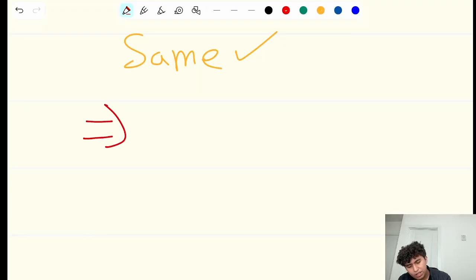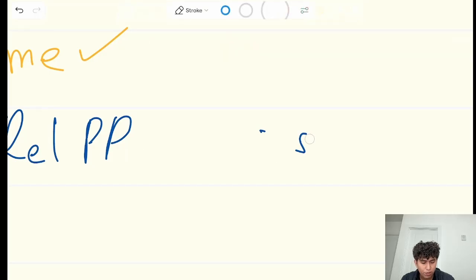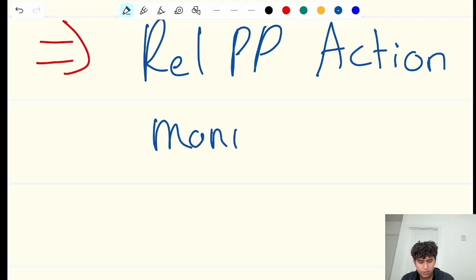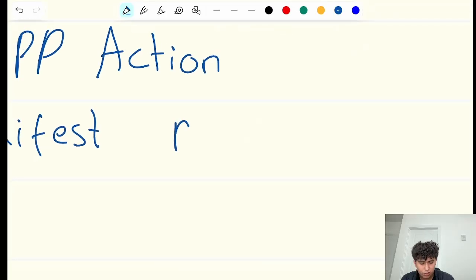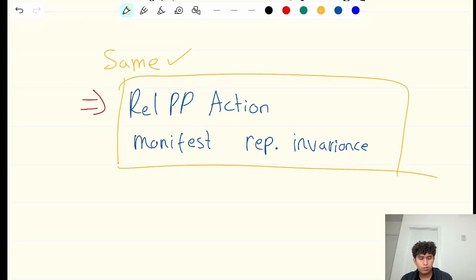Therefore, we can say that the relativistic point particle action, more importantly, manifests reparametrization invariance, which we're usually going to write as rep invariance. That's going to be a shorthand. So, like most relativistic theories, this is going to be true. Anything that's physical and can be described by some coordinates shouldn't depend on the coordinates. You're just changing the way to describe it.